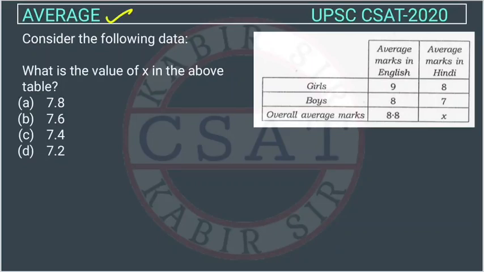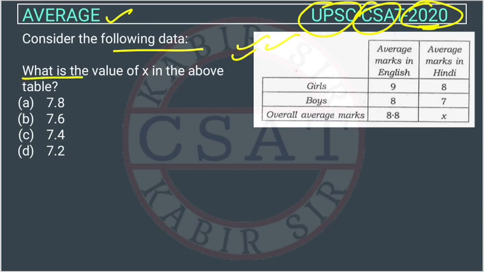So this is the question of average asked in the UPSC CSAT 2020 exam, right? So consider the following data. This table was given, and I know many students who just see a table and think this is a very tough question, I won't be able to do it. They just leave this question and go to the next question, right?